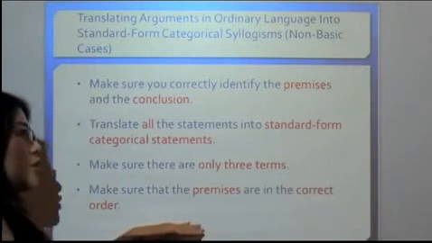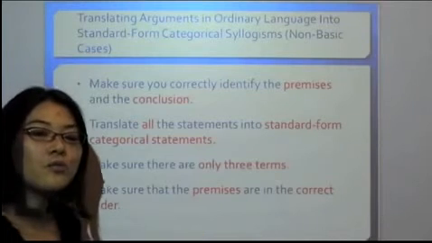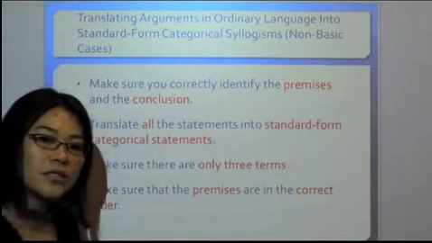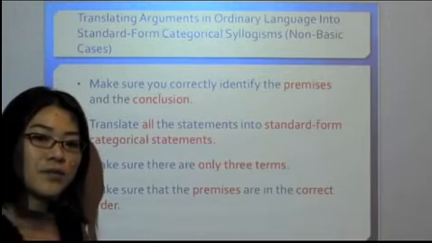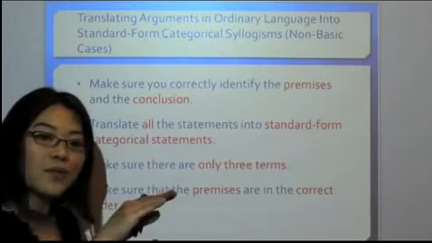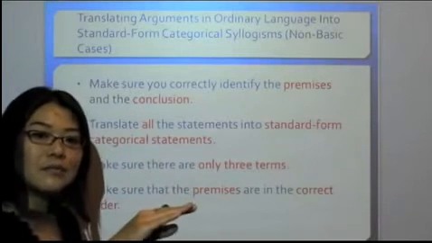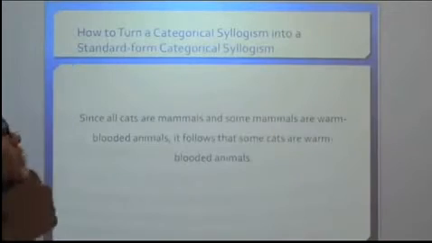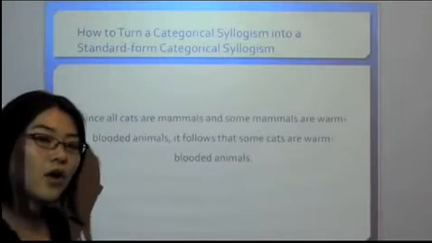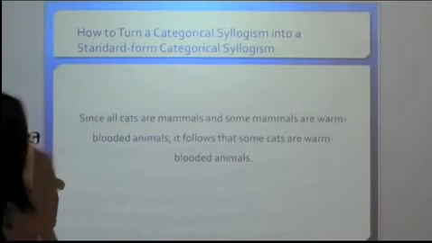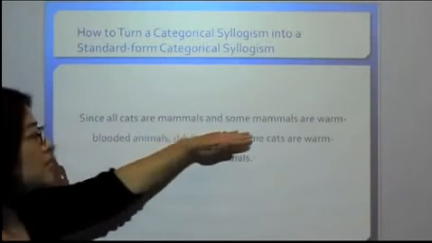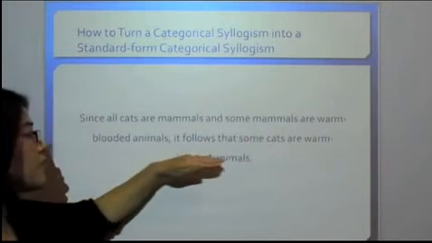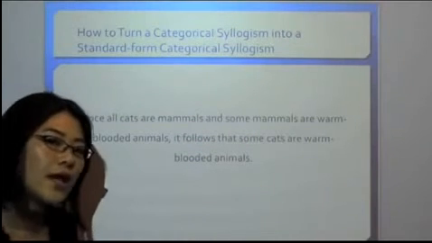Finally, you make sure that the premises are in the correct order. Remember, for a standard form categorical syllogism, the order is major premise at top, minor premise in the middle, and then the conclusion at the bottom. So here we have an example of an argument in ordinary language. Since all cats are mammals and some mammals are warm-blooded animals, it follows that some cats are warm-blooded animals.